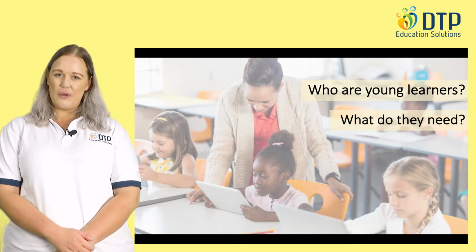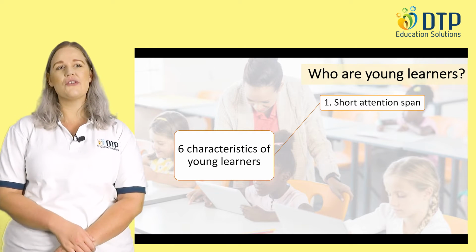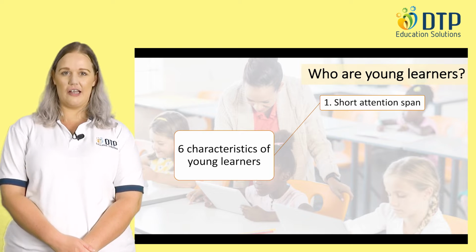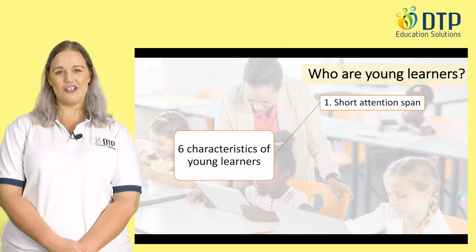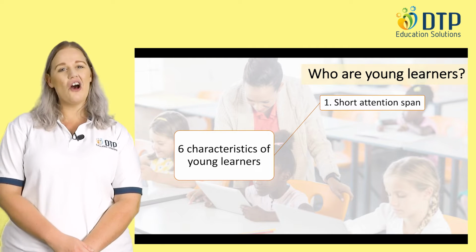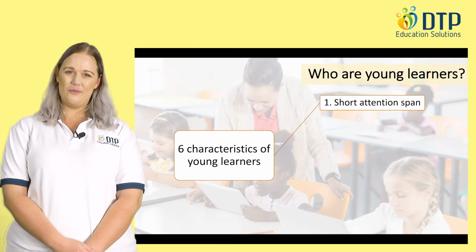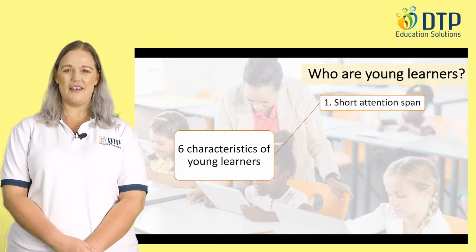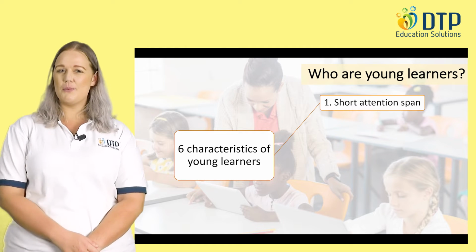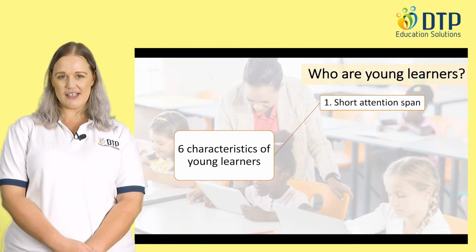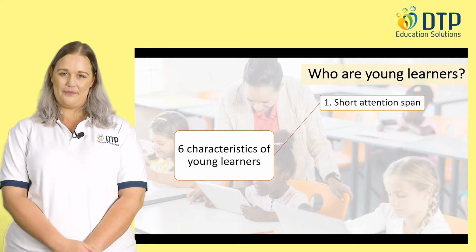Okay. So we're looking at the question, who are young learners? I'm going to go through 6 characteristics of young learners. Number 1, they have a short attention span. John Holt once said, "We ask children to do for most of a day what few adults are able to do for even an hour." And that's really important because we can't expect children to sit down for hours at a time. If we couldn't do it, they couldn't do it.